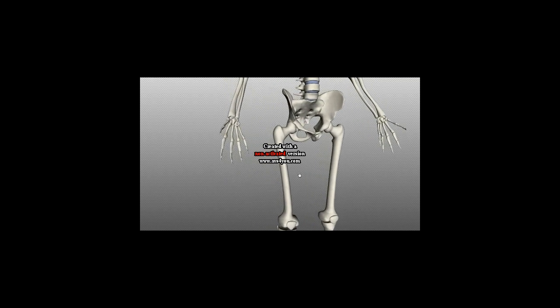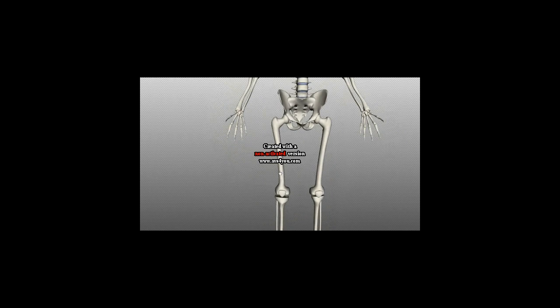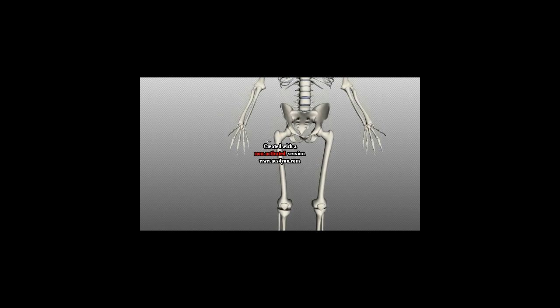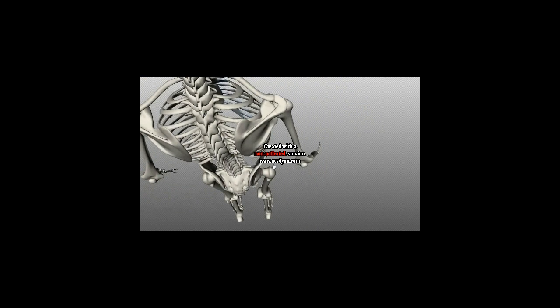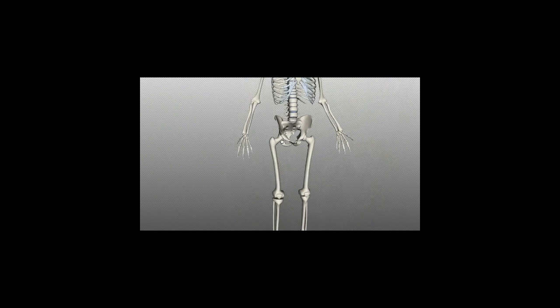So flexion is bringing the thigh up like this. Extension is bringing the thigh bone, the femur, back like this. You get abduction and adduction. So abduction, bringing the femur away from the midline. Adduction, bringing the femur towards the midline. And then you get medial and lateral rotation. So medial rotation would be rotating the femur inwards, and lateral rotation or external rotation is rotating the femur outwards. So you get these movements at the hip joint.